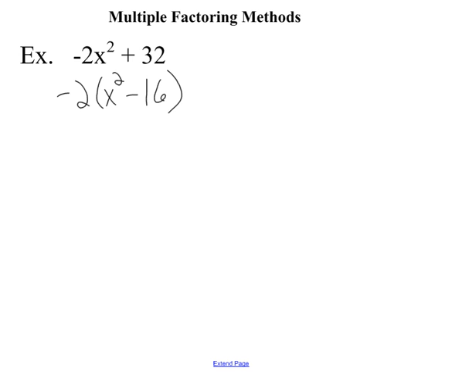So the -2, that can't be factored. But the x squared minus 16, you need to recognize that that is a difference of squares. So the -2 stays, and x squared minus 16 would factor to x plus 4, x minus 4. Then again, look at the new terms, the x plus 4, x minus 4. Those can't be factored any further because they're not difference of squares, and they're obviously not trinomials.